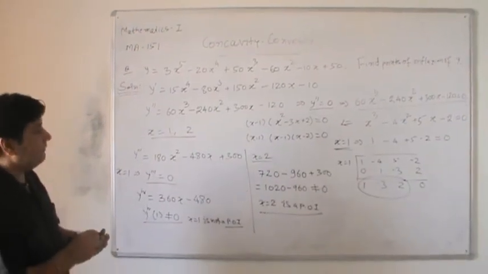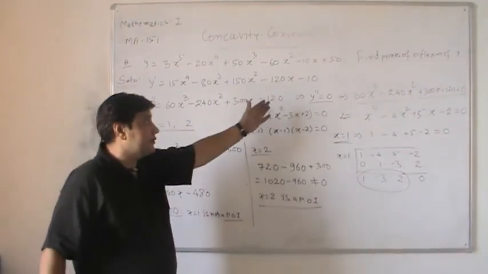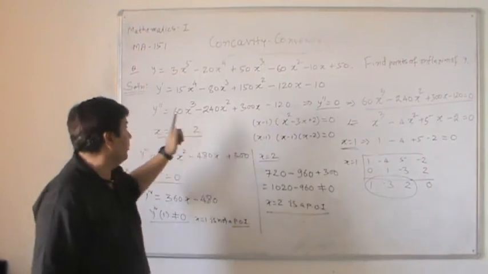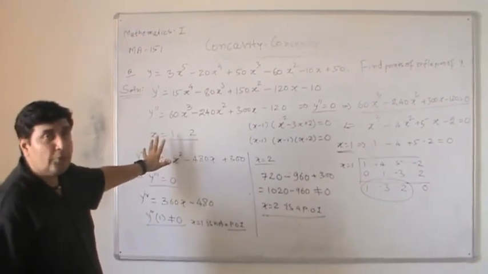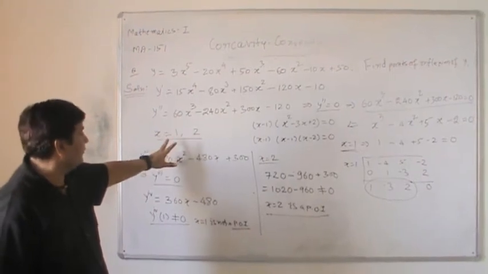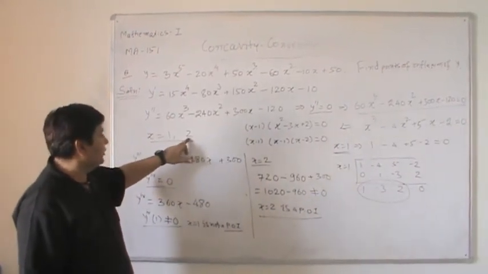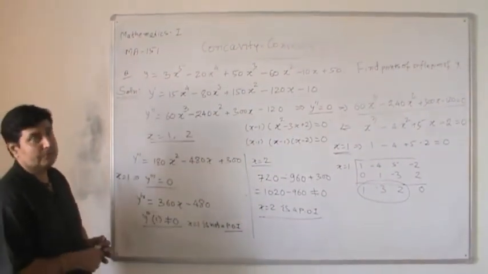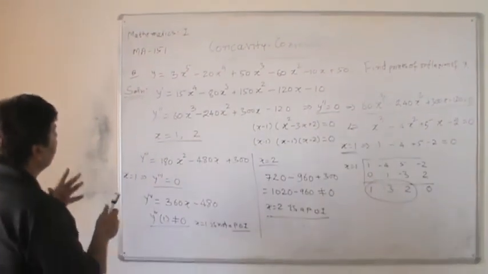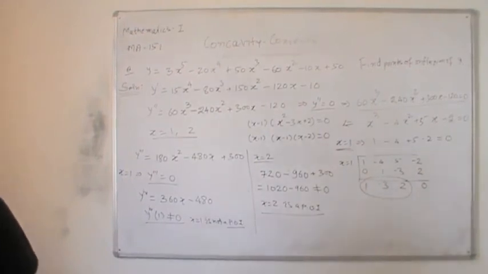However, when we equated the second derivative equal to 0, we got two points, x equal to 1 and x equal to 2, but we observed that both points were not points of inflection. Out of these, only 2 is the point of inflection; x equal to 1 is not. So this is the way to solve problems.